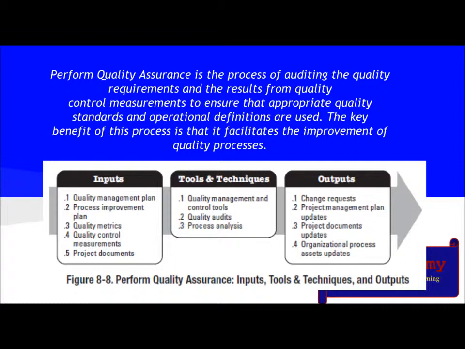The inputs involved are quality management plan, process improvement plan, quality metrics, quality control measurements, and project documents. The tools and techniques are quality management and control tools, quality audits, and process analysis. The outputs are change requests, project management plan updates, project document updates, and organizational process asset updates.